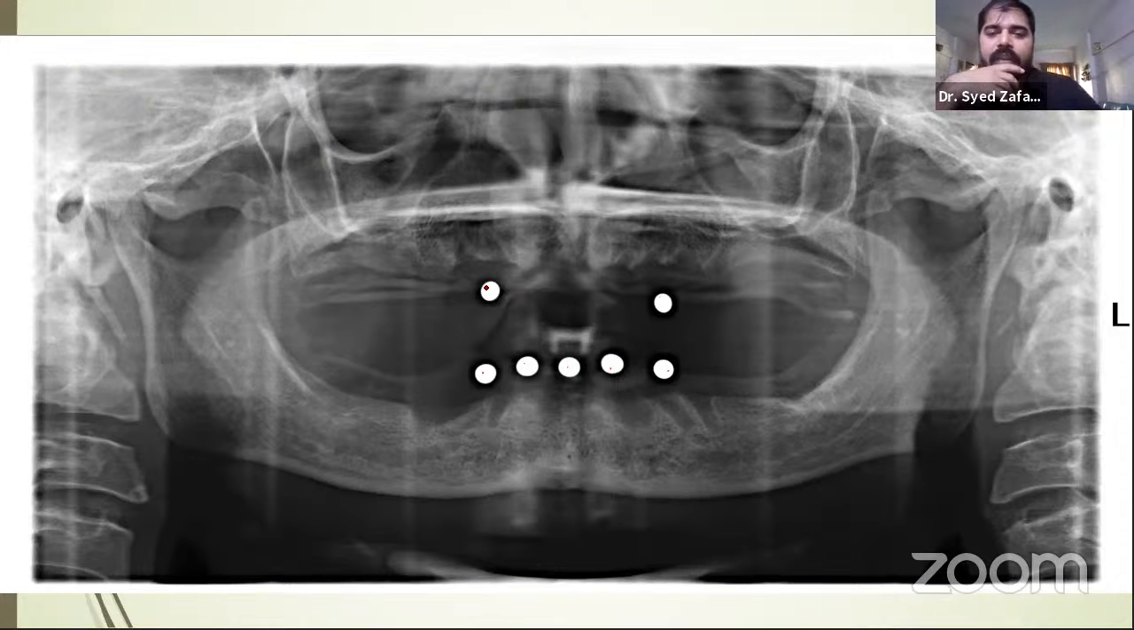Now I know from this dot, the mental foramen is almost close to it, but from this dot, the mental foramen is lower, so I cannot place an implant over here. But yes, I can place implants over here. I can place an implant over here with bone grafting, maybe, or I can go for the all-on-four concept. We will plan sometime what all-on-four is.